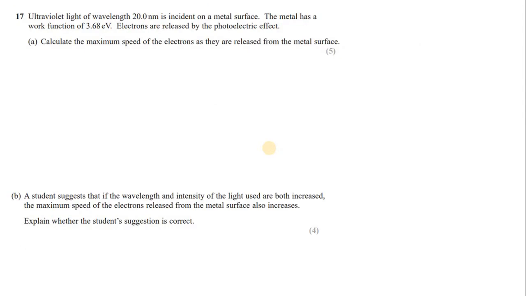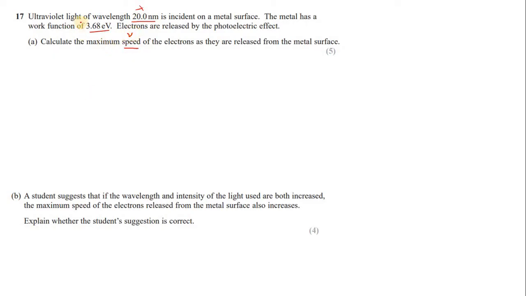Ultraviolet light of wavelength 20 nanometer is incident on a metal surface. The metal has a work function of 3.68 electron volt. Electrons are released by the photoelectric effect. Calculate the maximum speed of electrons as they are released from the metal surface. We need to find the speed v.